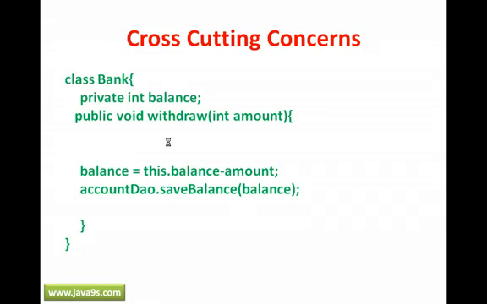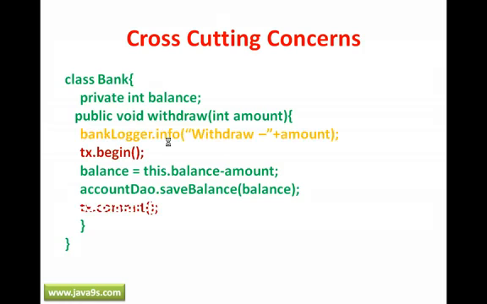To explain this with an example, let us take a class called Bank in which I have a method known as withdraw. The actual purpose of this method is to deduct the withdrawn amount from the balance. But for audit purposes, we will be adding logging statements to know when this method has executed. Apart from that, the transaction statements will also get added to ensure that the database is properly updated.